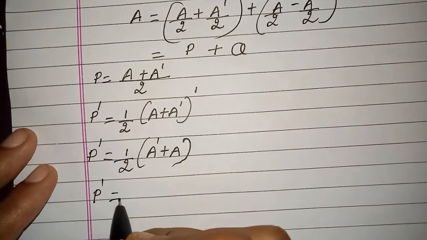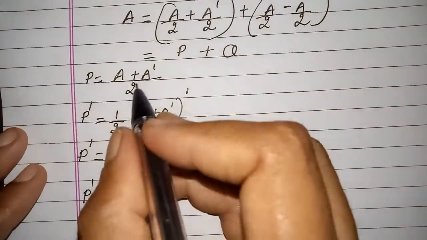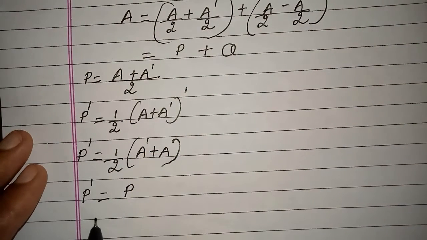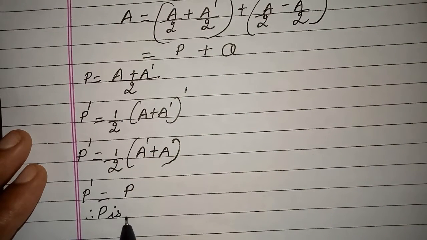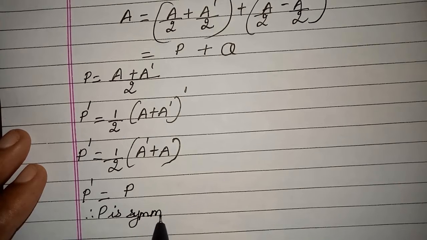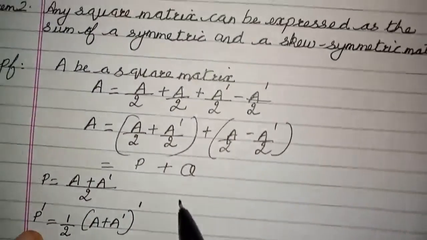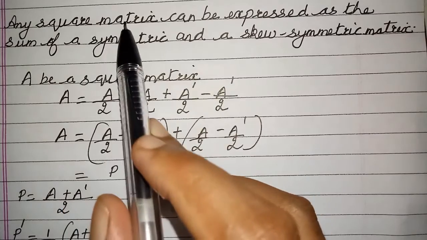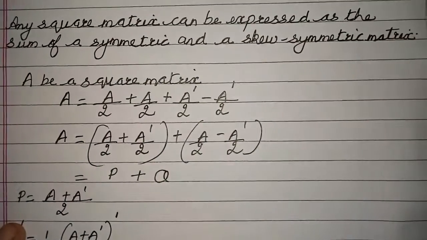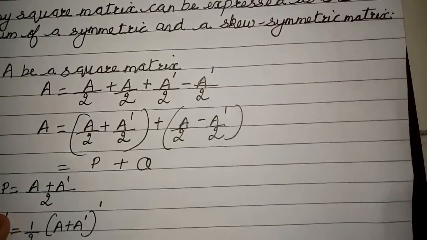So now what did I get, children? I got P. Yes or no? I started here, and I landed here. So that means I am able to show that P is a symmetric matrix. Okay? Now the next part. If I get Q as a skew symmetric matrix, my theorem will be proved that any square matrix can be expressed as the sum of a symmetric and a skew symmetric matrix.